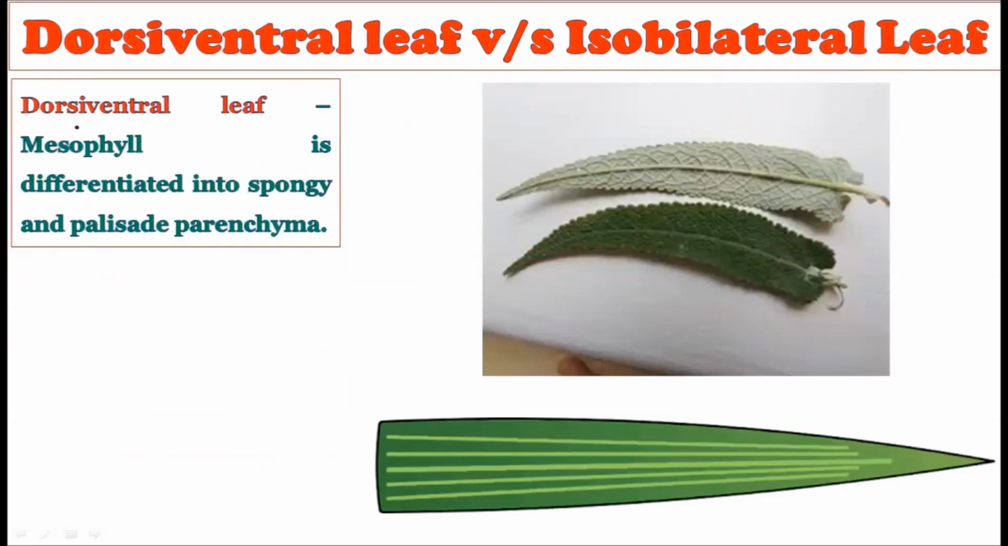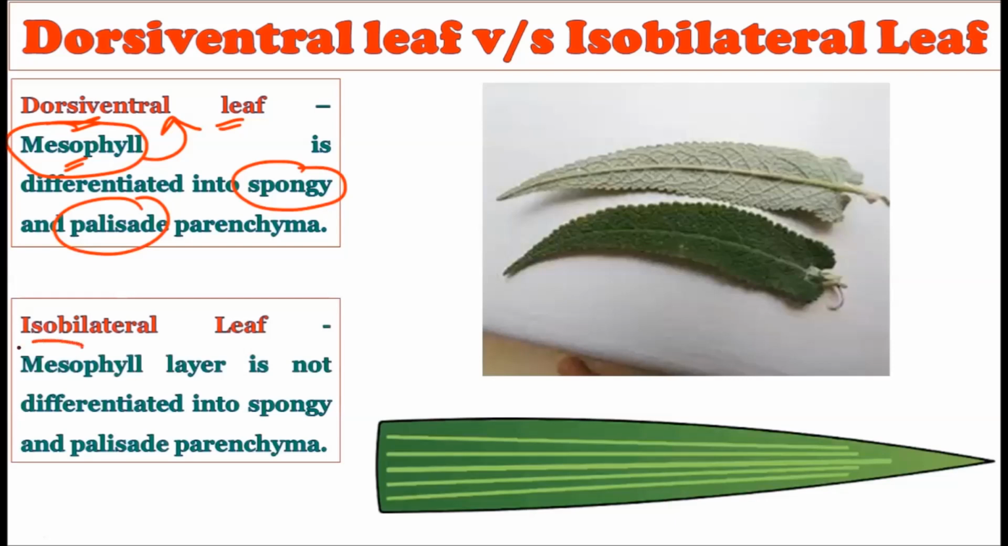Now consider the third difference between the dorsoventral leaf and the isobilateral leaf. In the dorsoventral leaf, the mesophyll tissue present in the leaf is differentiated into spongy parenchyma and palisade parenchyma. On the other hand, in the isobilateral leaf, you will not find the mesophyll layer distinguished into the spongy and the palisade parenchyma.